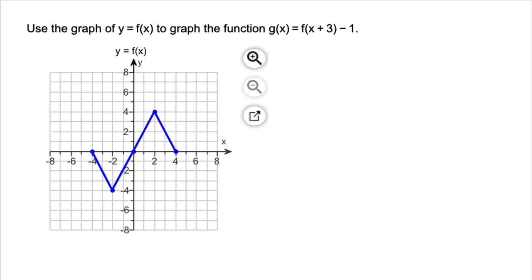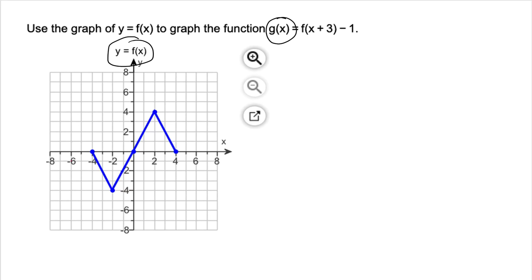Graphing using transformations, part 2. Use the graph of y equals f of x to graph the function g of x equals f of (x plus 3) minus 1. So here we have the graph y equals f of x, and we want to take that graph and graph the function g of x.